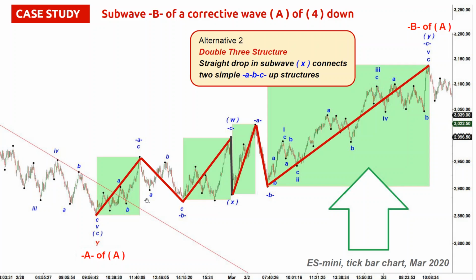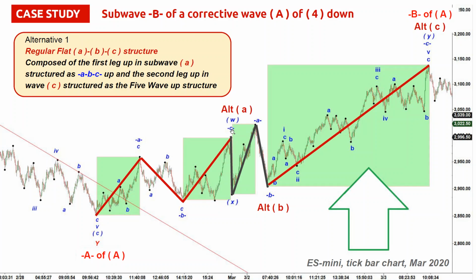Let me explain again. So if you are here and you think it's double 3, you still expect ABC up. If it's alternative number 1 and you think that ABC was a running flat, we still need to get subwave C up. And this is what I keep trying to explain, that there will be many times when you would have two very probable counts. But as long as those two counts forecast a move, maybe of different magnitude, but in one direction and from one starting point, you are good.